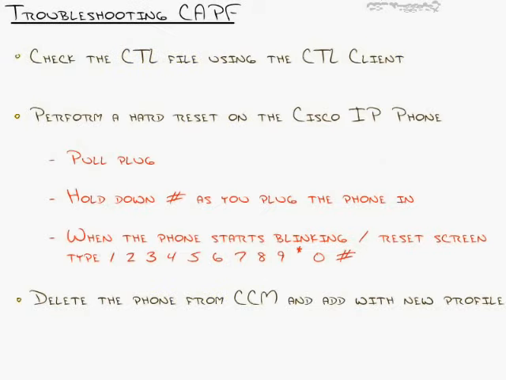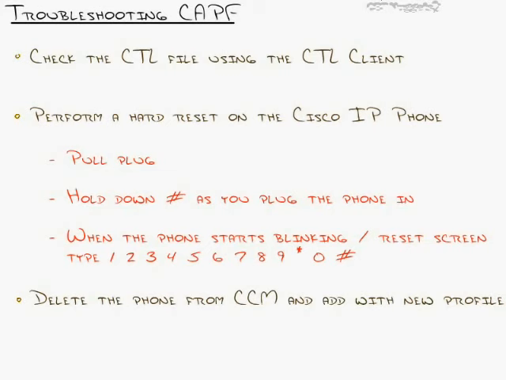So when it comes to troubleshooting the CAPF service, first and foremost, check your CTL file. Using that CTL client, once it's installed, it'll give you these radio buttons when you install that program. Remember the one that requires the security token? It gives you little radio buttons, and it says, would you like to create a new CTL file for your cluster, or would you like to modify an existing CTL file?